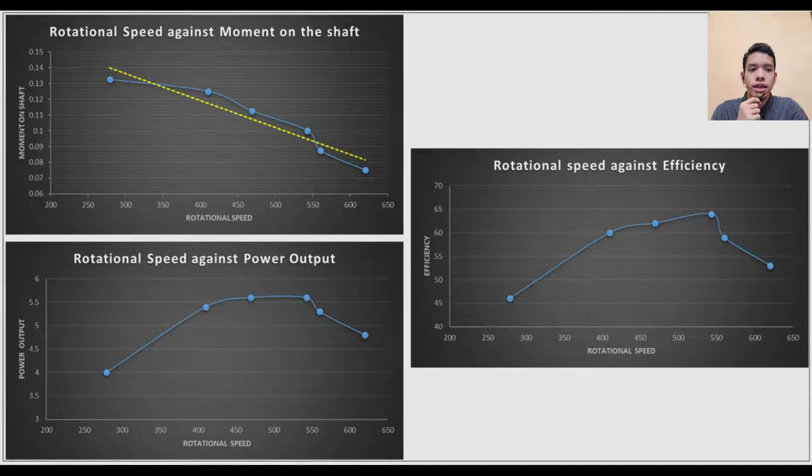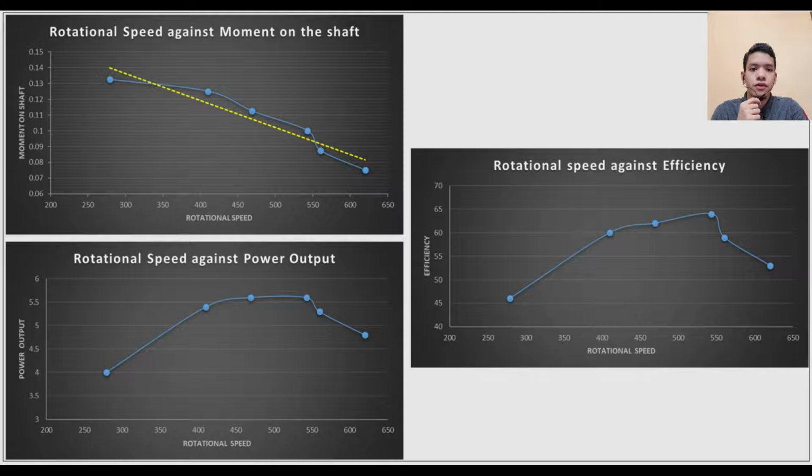Next, we move to the second graph, which is rotational speed against power output. We can see the power output increasing as the rotational speed increases. However, when the rotational speed reaches 543 RPM, the power output starts to decrease. And the third graph, rotational speed against efficiency, is also the same: the efficiency increases as the rotational speed increases. However, when the RPM reaches 543, the efficiency starts to decrease.